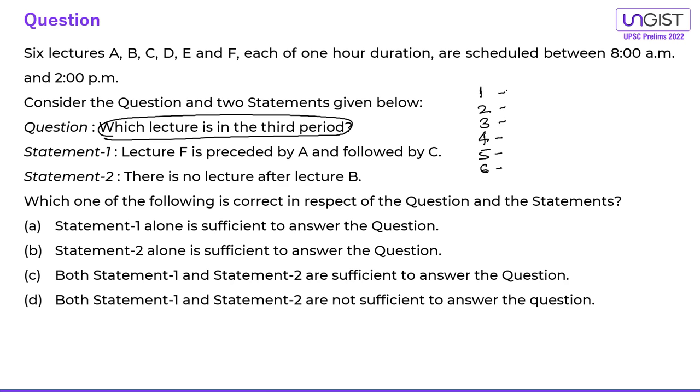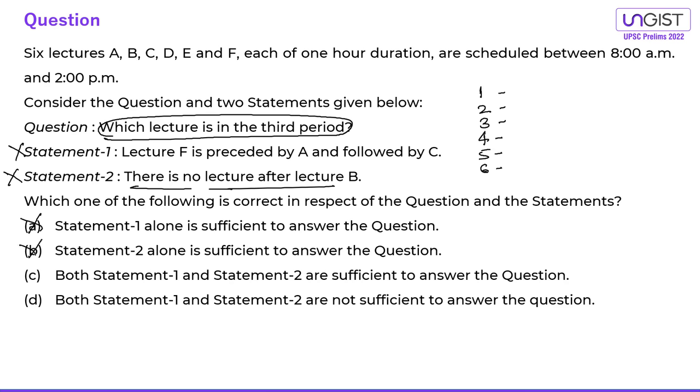Alright. So read statement number one alone. Lecture F is preceded by A and followed by C. Okay. So from this statement, we cannot say about the third period. Statement number two. There is no lecture after B. So from this statement alone, we can't say anything about the third period. So statement number one alone is not sufficient. Statement number two alone is not sufficient to find the answer.